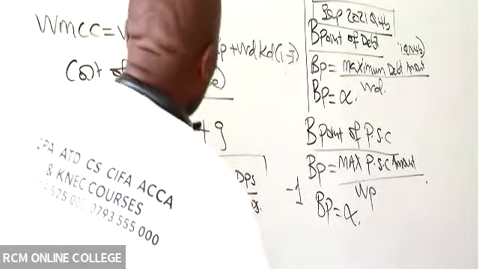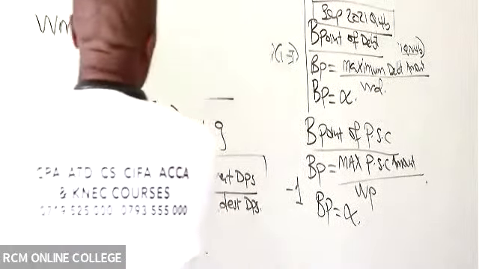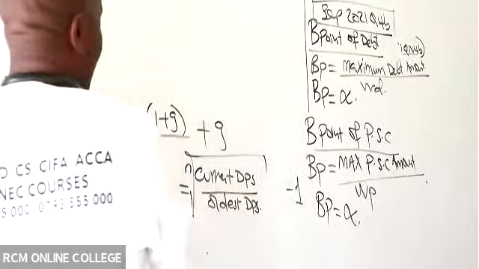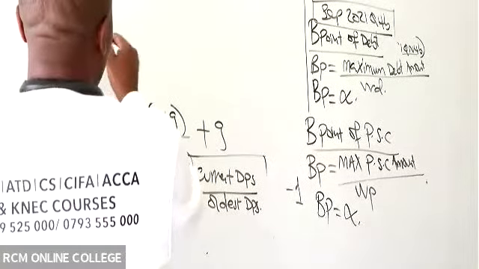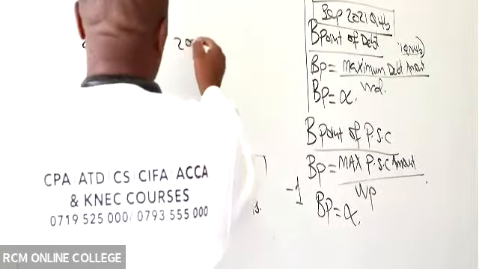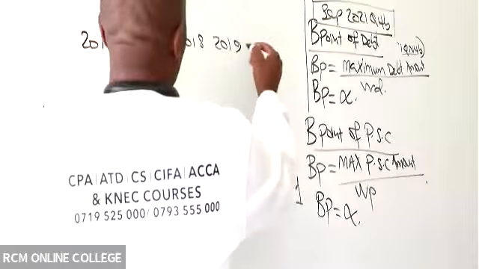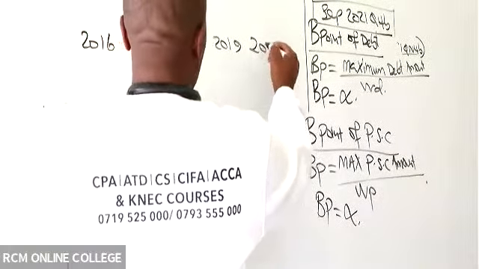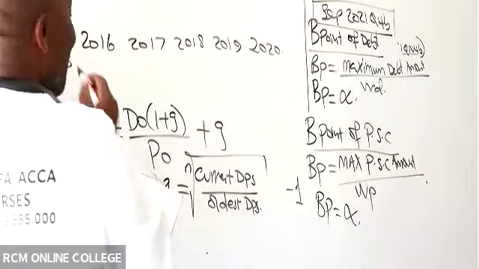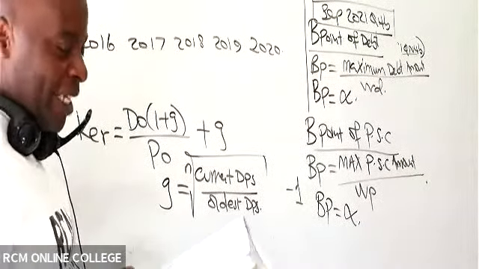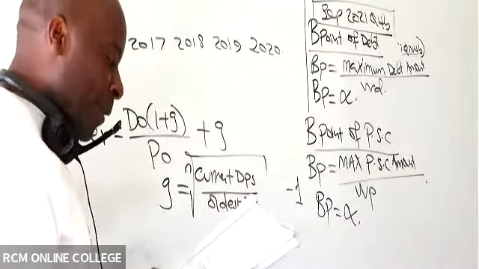Now remember, the dividends given to us by the examiner are here. We can see they are 2016, 2017, 2018, 2019, 2020. So the DPS, don't copy EPS. They're putting EPS there to confuse you, because they would want you to repeat this paper.